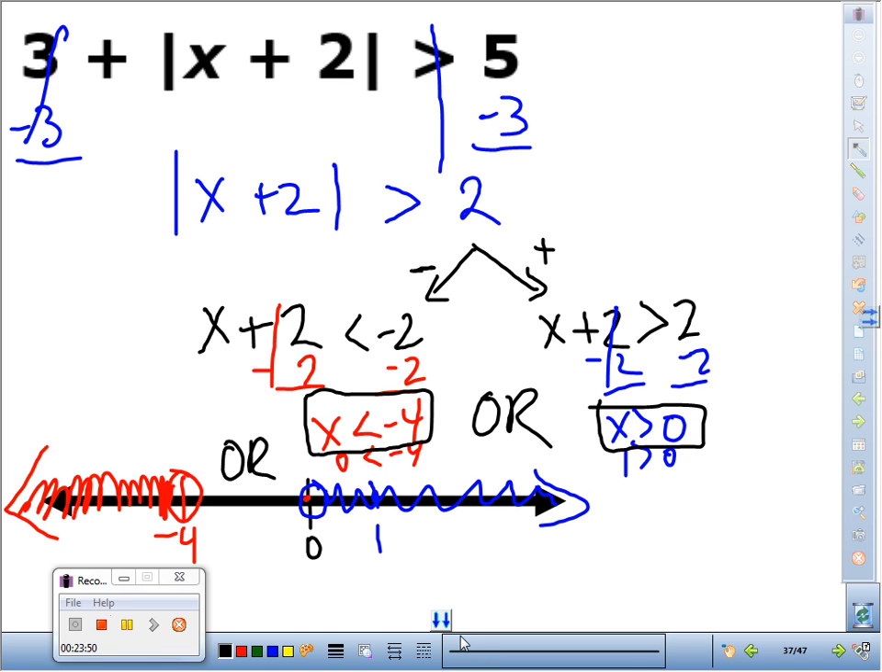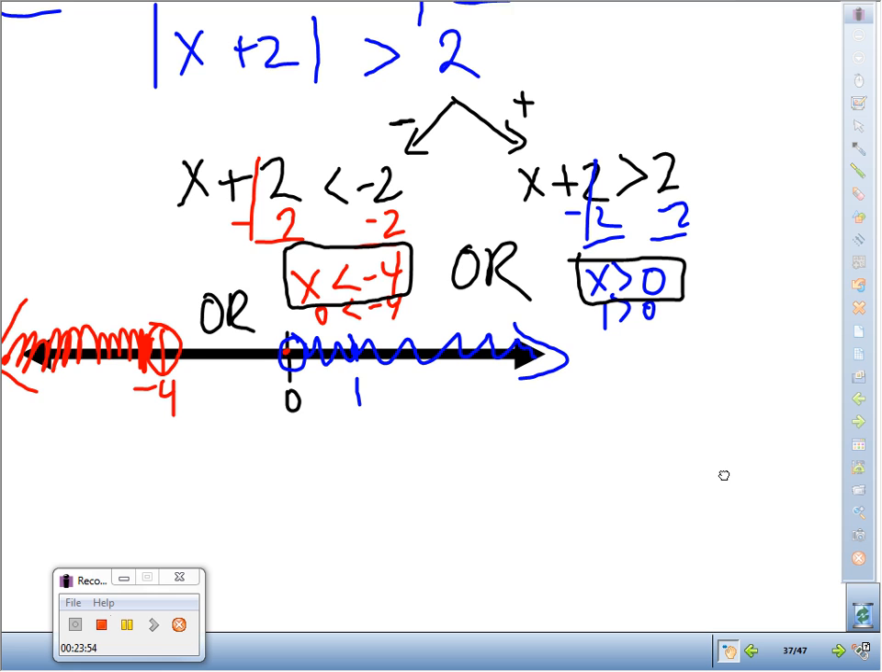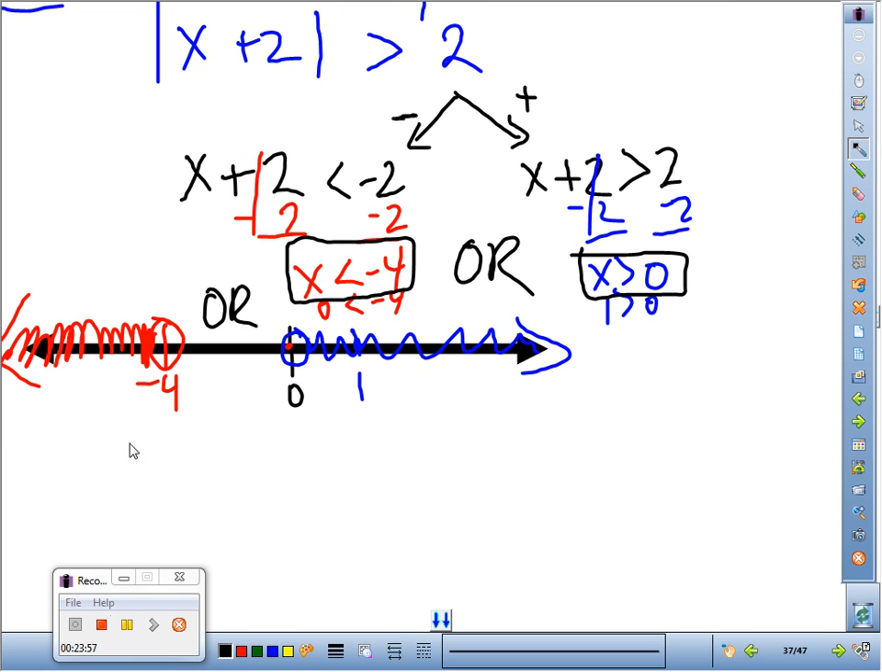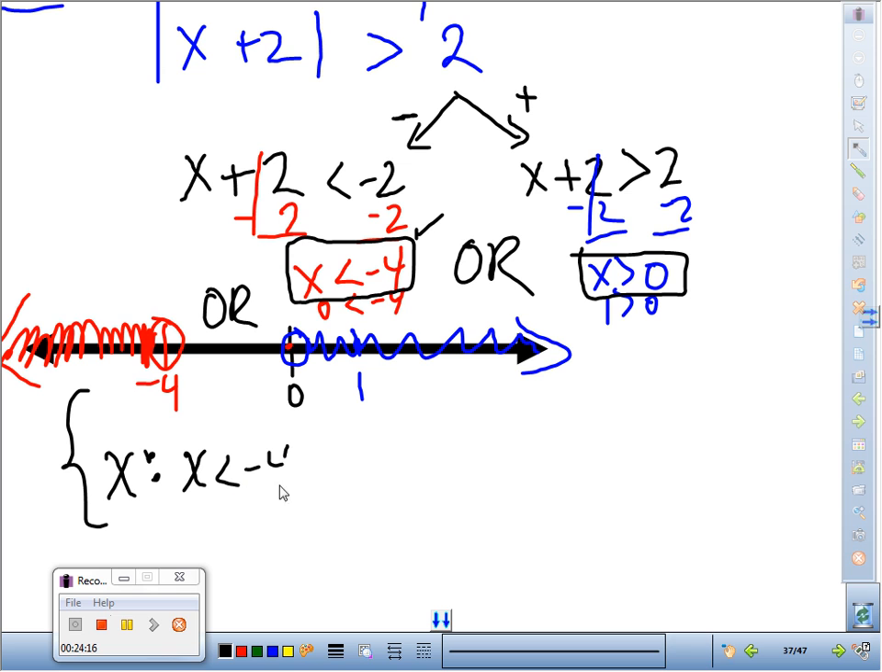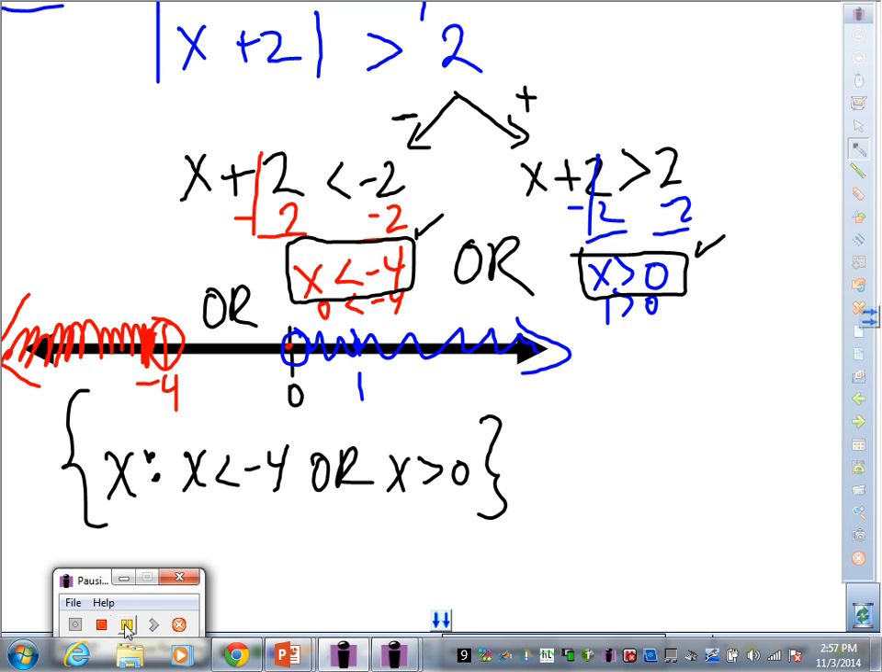Okay. Let me write the solution set. Here we go. Solution set x such that. Look at the difference for this one. Pens down. Look up. Watch. For these OR inequalities, they don't go exactly like the other one. All I do is write the first inequality, x less than negative 4. I write the word OR, and then I write the second inequality, x greater than 0. Copy that, please. So, at that point, let's do a check. Let me zoom out.